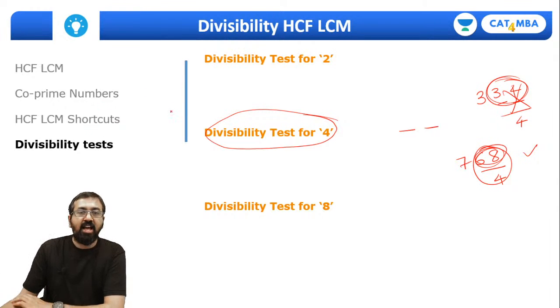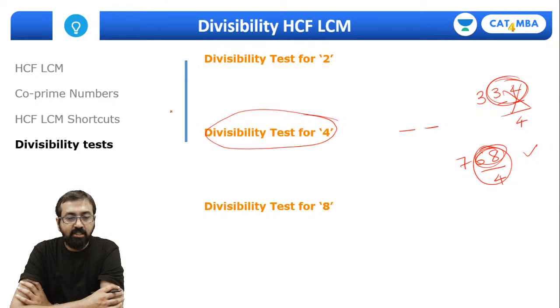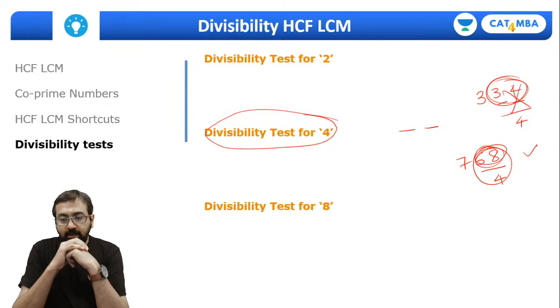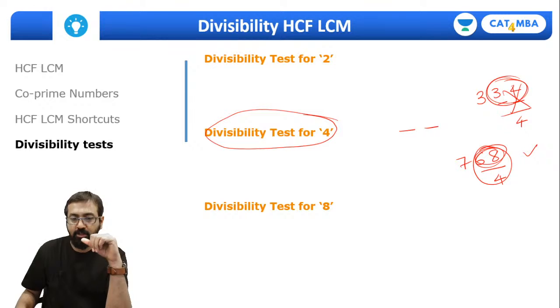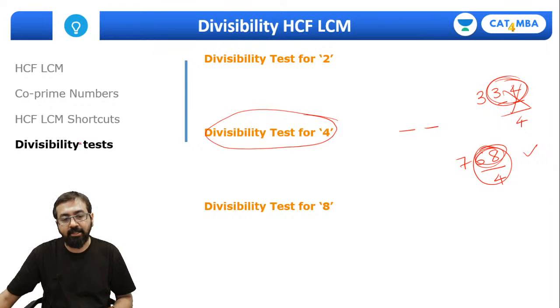Now, yesterday I had given you a question: why do we check the last two digits when we want to find out divisibility, or when we want to check whether a number is divisible by 4 or not? Why do we check the last two digits? So did you get any answer? Please write down in the comment box, chat box, why do we check the last two digits as part of the divisibility test for 4?